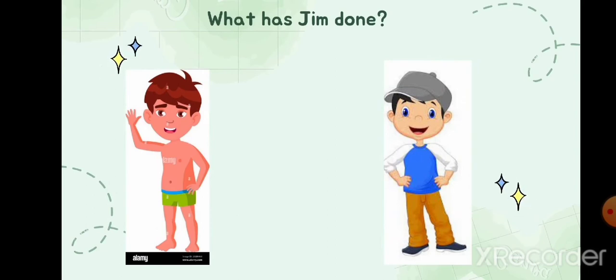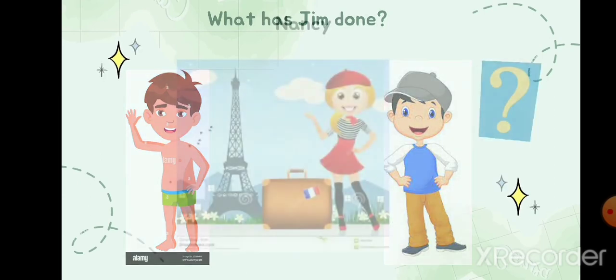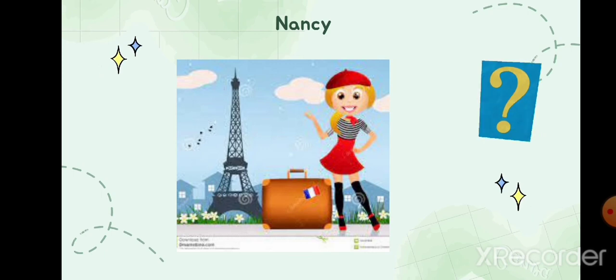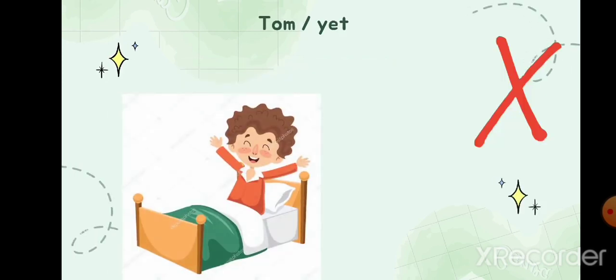That is Jim. The first picture is before and the second can be the result. So what has Jim done? You can come up with different options. Don't worry. Good job. Here's the girl whose name is Nancy. Maybe she's talking about her life experience. You can come up with different options. Don't worry. And now here, Tom. Pay attention. You have to make a negative sentence here. And please use the word yet.